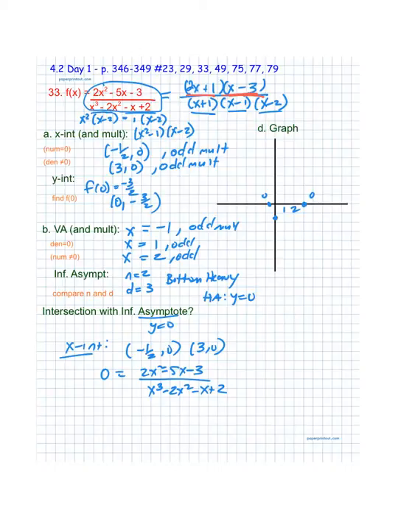vertical asymptotes. So we have one at x equals negative 1. It's odd. I'll put a little O above it. X equals positive 1. It's also odd multiplicity. And x equals 2. Also with odd multiplicity. And we'll put the horizontal asymptote of y equals 0.